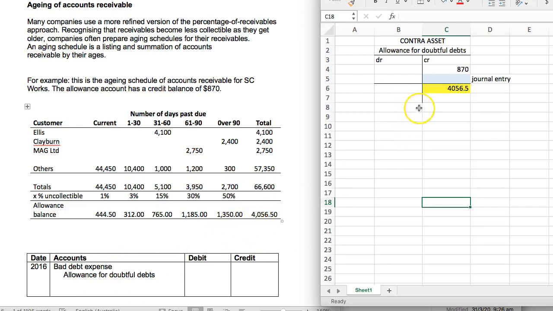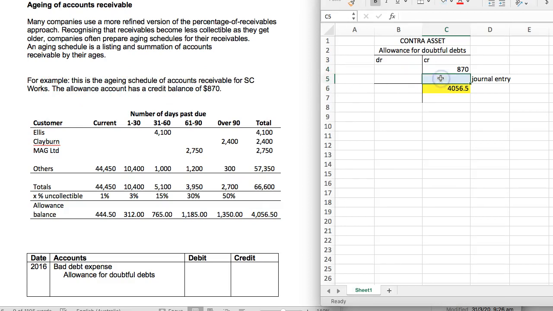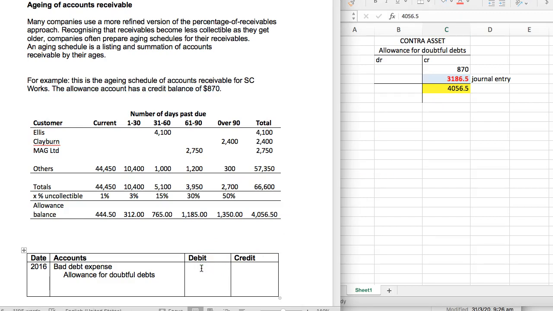So I have now updated the T account over here. I've put in the ending balance. In the question it says the allowance already has a credit balance of 870. So we need to work out what number to put in the journal entry. So it's your ending balance minus the beginning balance, and we get this number here. So that is the number that I'm going to put down here into my journal. And this is the journal entry to estimate the bad debt expense.